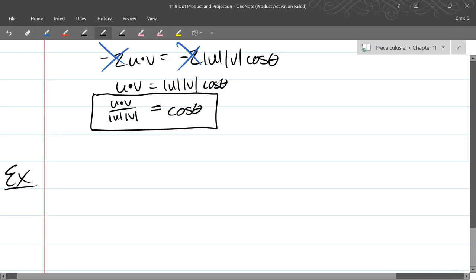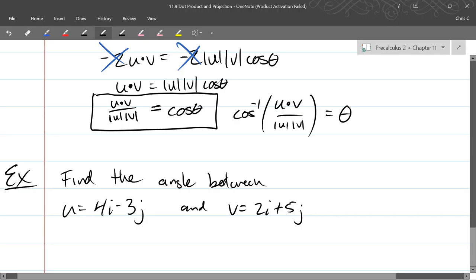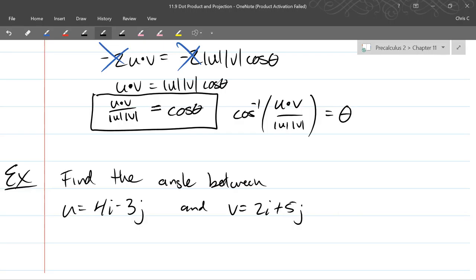So we'll do our first example, find the angle between. U is 4i minus 3j, and V is 2i plus 5j. So if I want to solve all the way for theta, I just take cos inverse of both sides. So it's cos inverse of u dot v over magnitude u, magnitude v. So that is how you solve all the way for theta. Just do cos inverse on both sides.